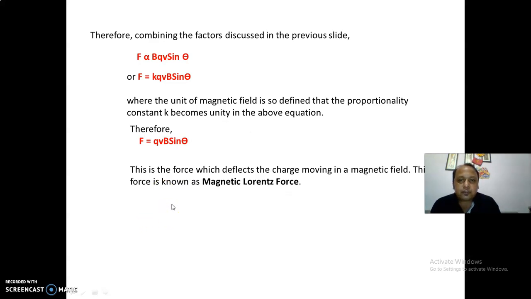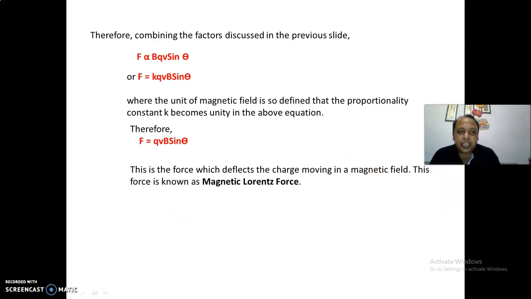Now this is the force which is responsible for deflecting a charged particle moving in a magnetic field, and this force is known as magnetic Lorentz force.